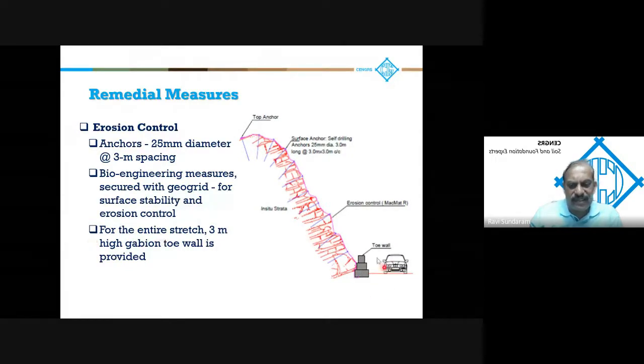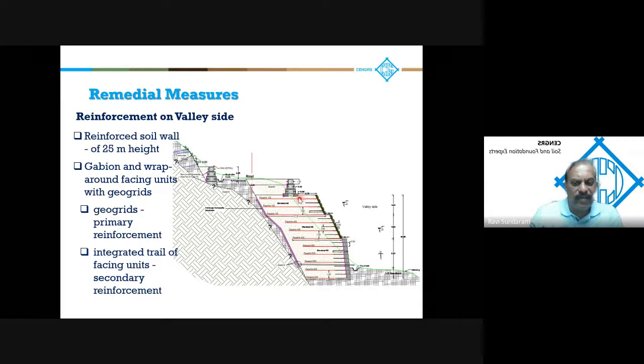And the entire stretch here, a gabion wall 3 meter high was provided. On the valley side, the reinforced soil wall was provided, 25 meter height. The gabion and wraparound facing units with geogrids were provided, and there were these trails of secondary facing units, and the entire area was tied up with the nails.